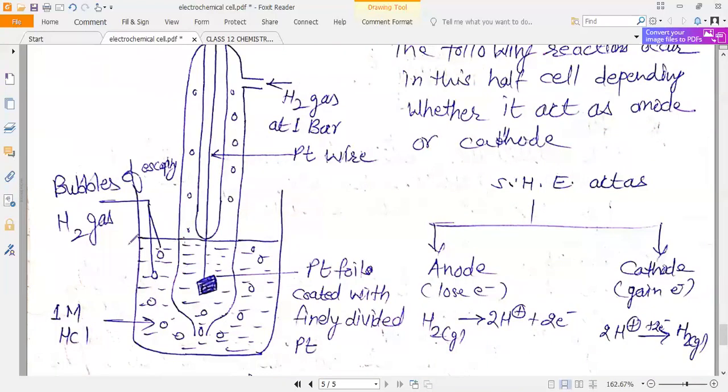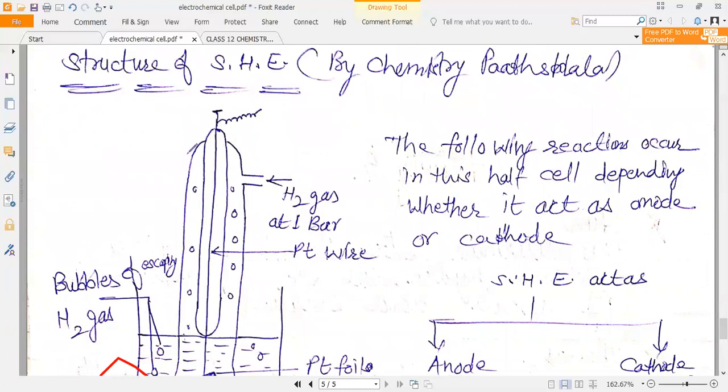In the structure of SHE, we take a container, and in the container, 1 molar HCl solution is filled. The concentration of this HCl solution is 1 molar. And in SHE, a simple hollow cylindrical tube is there, and in this tube, one portion is open, and this portion is to fill hydrogen gas. In between the SHE there is a narrow cylindrical tube, and in this tube one platinum wire is inserted.